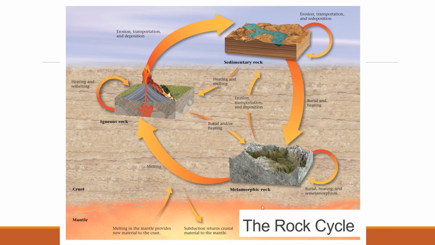more mature sedimentary rock. Metamorphic rocks, if we melt them all down, they become igneous rocks. If we heat them but don't fully melt them, they just become more and more metamorphosed, or they can be broken up and then sent into the sedimentary cycle as well. So basically the rock cycle means that we can be continuously recycling these rocks.